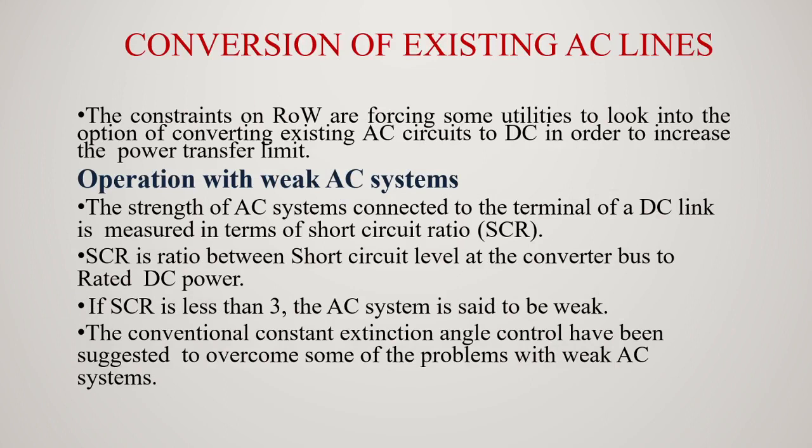Conversion of existing AC lines. The constraints on ROW are forcing some utilities to look into the option of converting existing AC circuits to DC in order to increase the power transfer limit. There could be some operational problems due to electromagnetic induction from AC circuits operating in the same ROW.